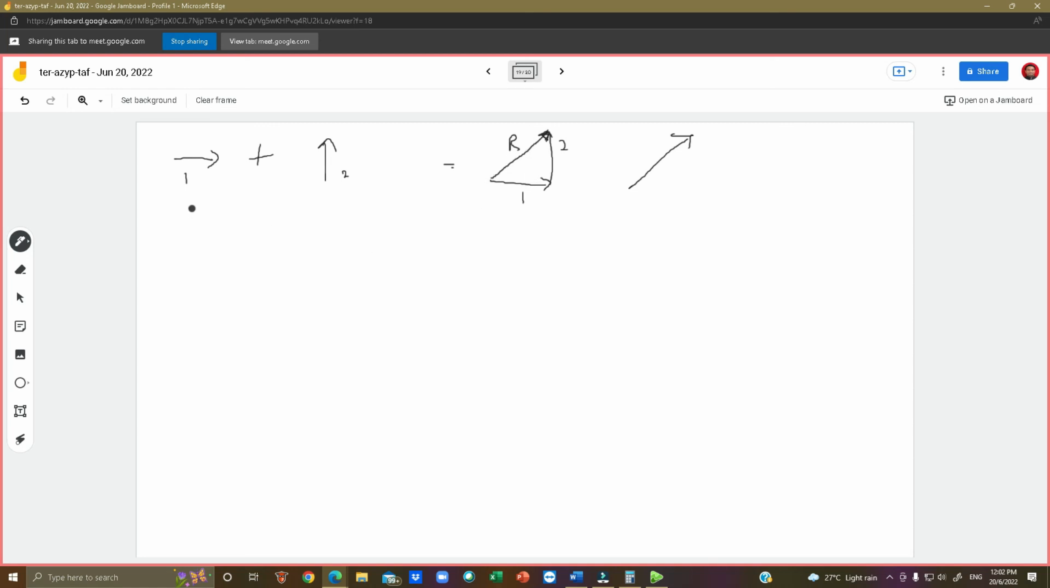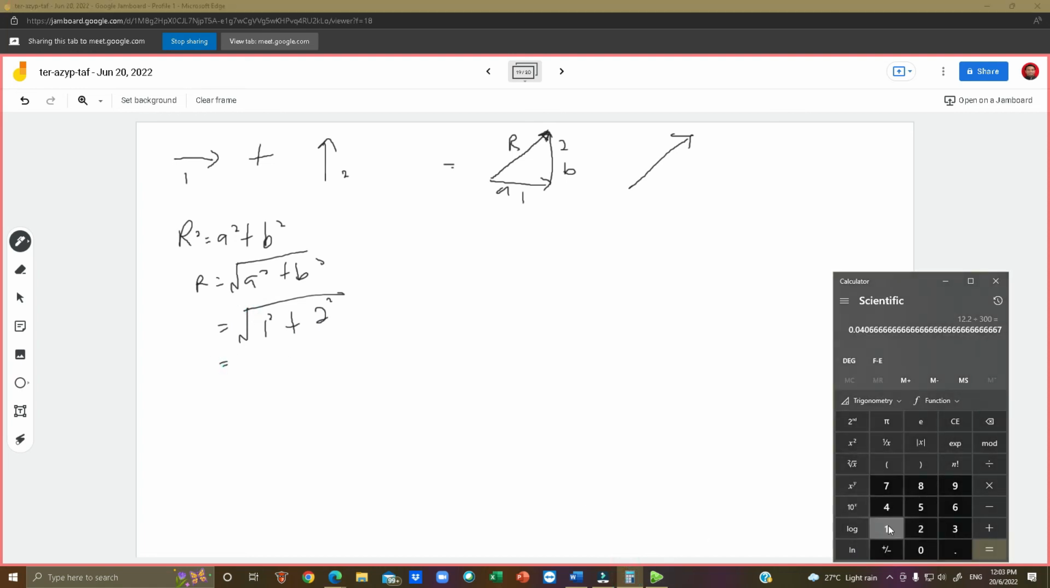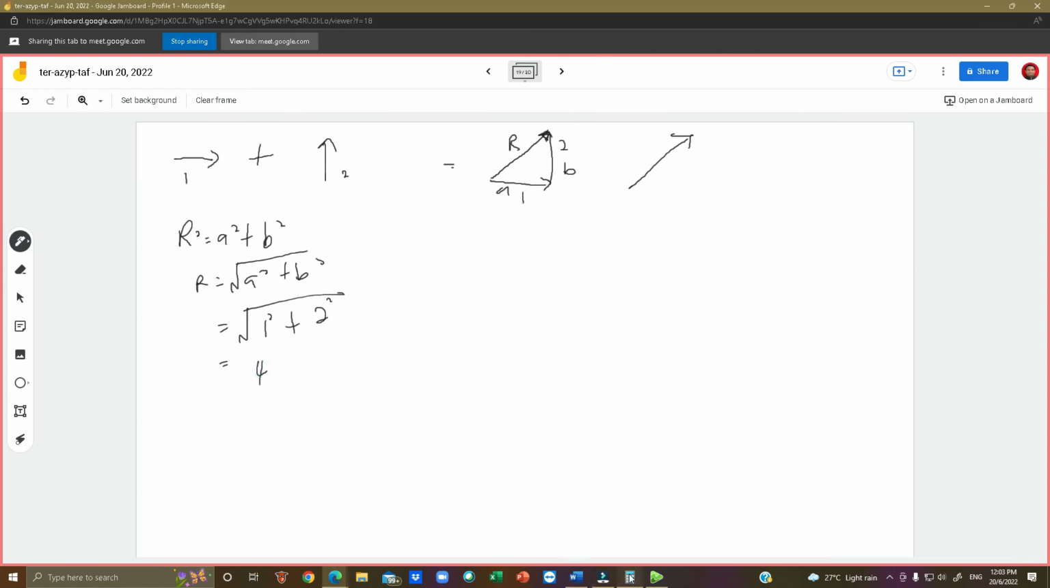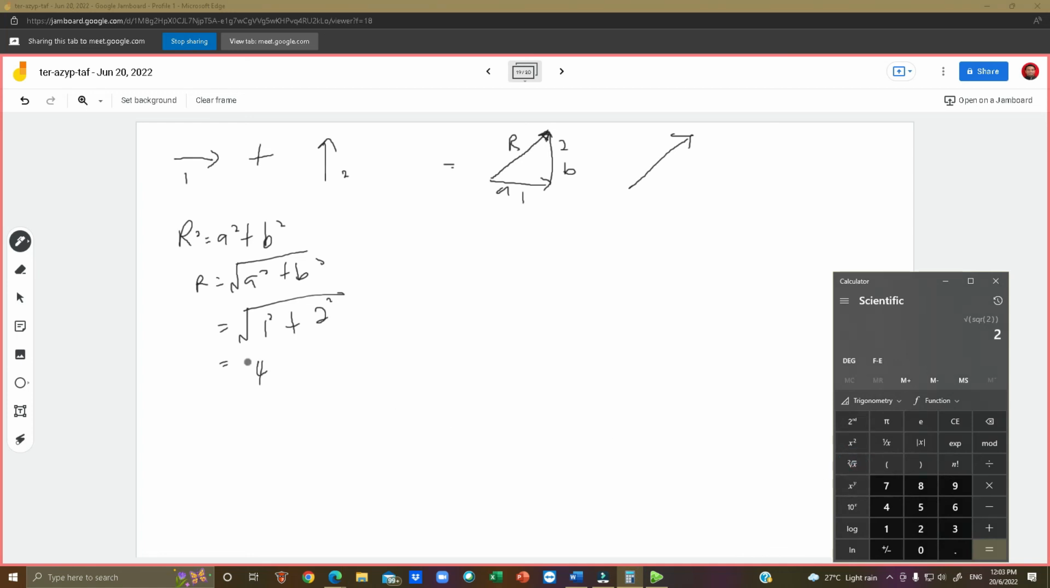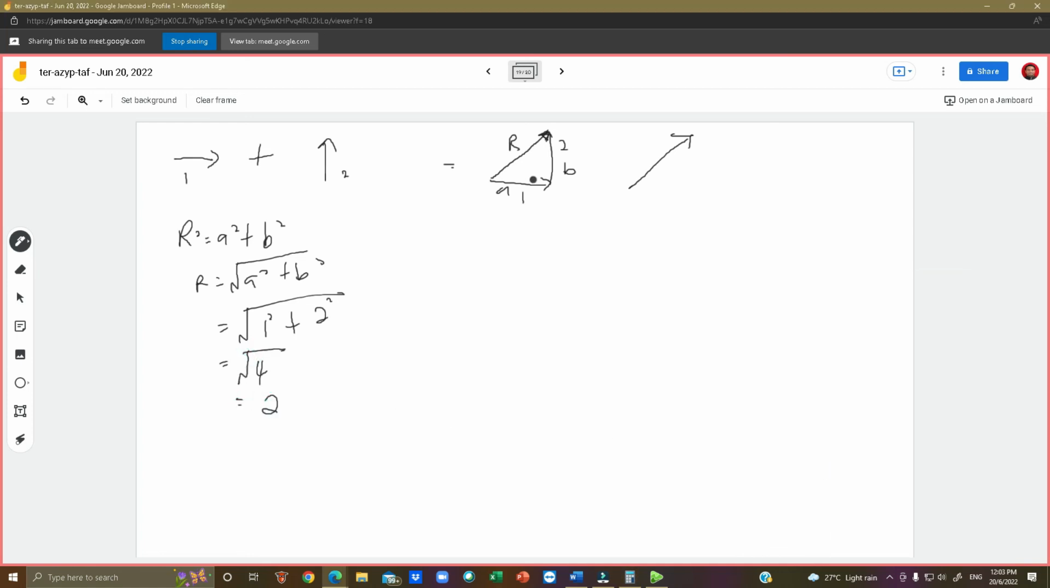Proof kan. Okay. To prove that, we are going to use Theorem Pythagoras, which is r square equals to a square plus b square. This is a, this is b, that is r. So R equals to square root of A square plus B square. A berapa? 1. 1 kuasa 2. B berapa? 2. 2 kuasa 2. Punca kuasa. 1 kuasa 2, 1 lah. Okay, 2 kuasa 2, 4 lah. 4. Punca kuasa 2. So, jawapan dia ialah 2. Means R, the length need to be 2 cm.